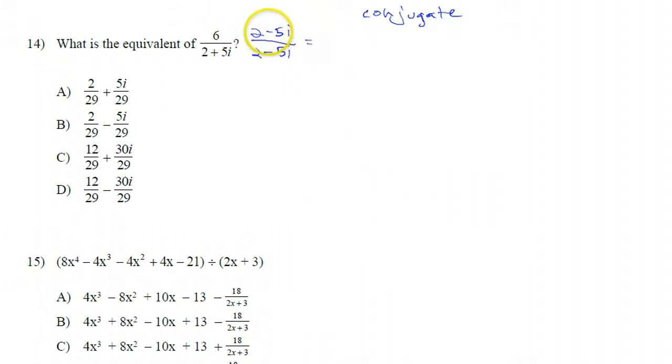So on top, that's easy. We can just go ahead and distribute that. That's going to be 12. 2 times minus 5 is minus 30i.